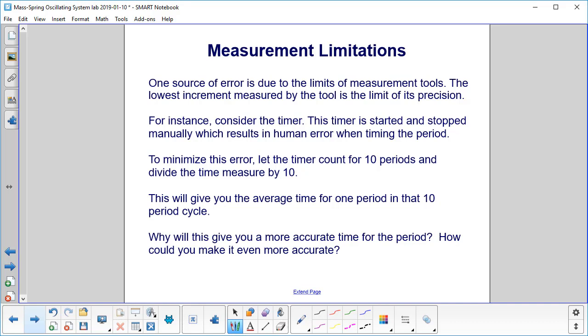To minimize the error, we'll let the timer count for 10 periods and then divide that by 10 to find the period. This will give you the average time for one period in that 10-period cycle. Why would this give you a more accurate time for the period? How could you make it even more accurate?